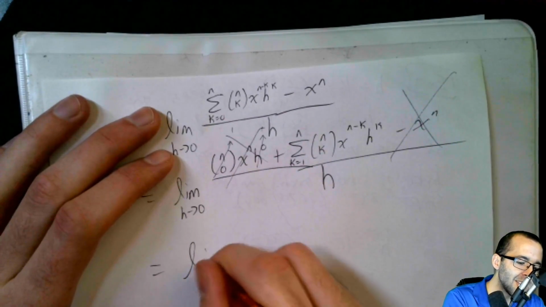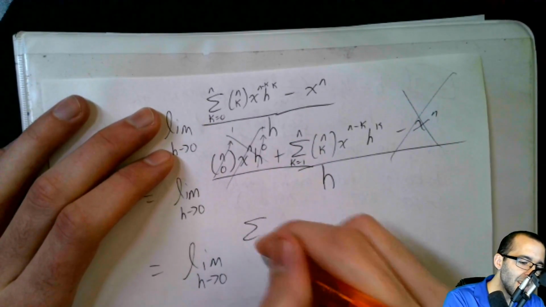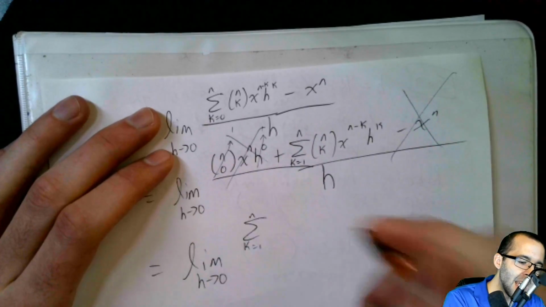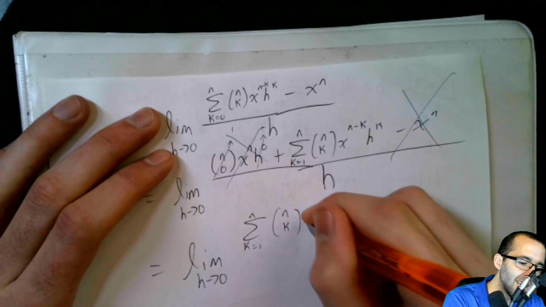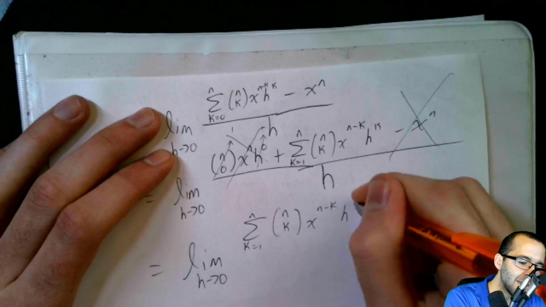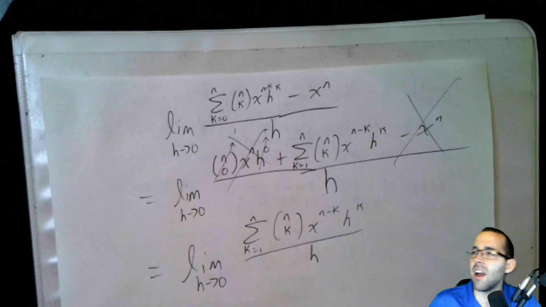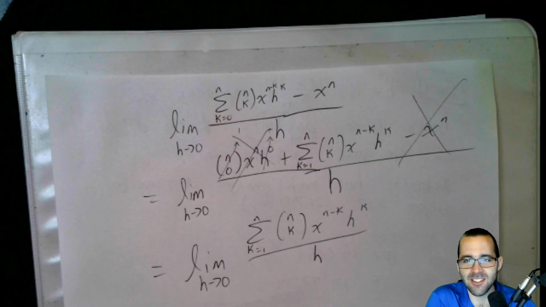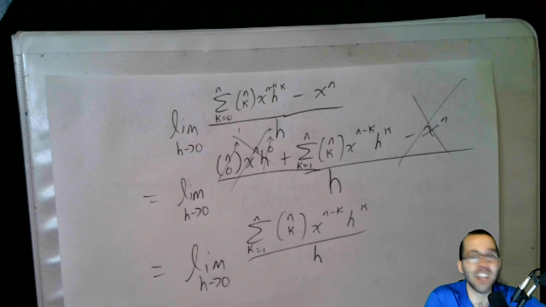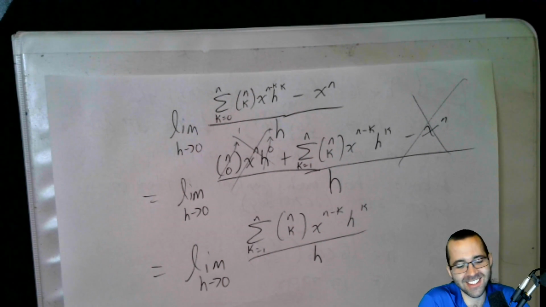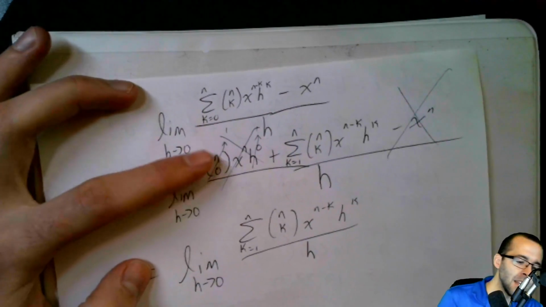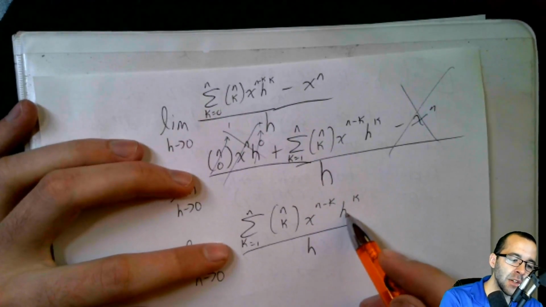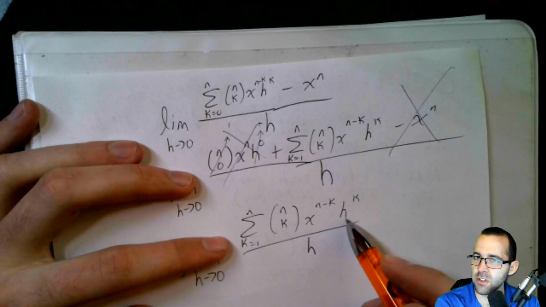The limit as h goes to 0 of the sum, k goes from 1 to n, of n choose k, x to the n minus k times h to the k over h. And here's the big punchline. That was one of the big punchlines. This is a joke that it's just a great joke. It has multiple punchlines and they're all hilarious. Okay? Is now every single term in the numerator has an h.